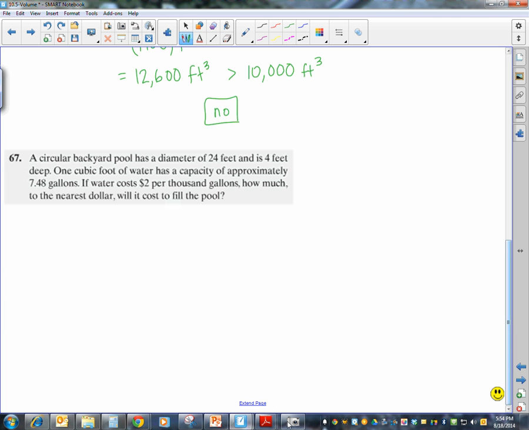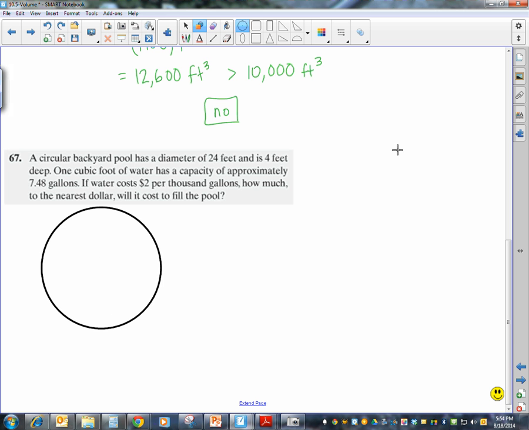All right, so when you get really wealthy, doing whatever you do that makes you happy in life, you're going to perhaps buy a mansion and have a big circular backyard pool. So our next problem is going to deal with how much it's going to cost to fill that pool. We have a circular backyard pool with a diameter of 24 feet. Humor me, I'm going to draw a circle like this because you don't want to see me. So there's my circle, okay?